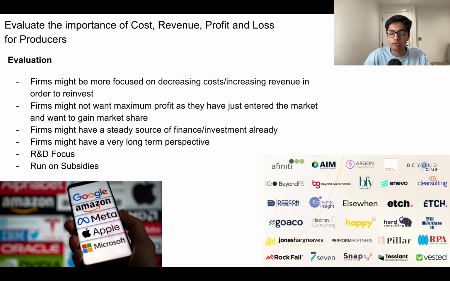Some evaluation points which you could use. Firms might be more focused on decreasing costs or increasing revenue, depending on the question once again. Firms might not want maximum profit, as they've just entered the market and want to gain market share. They might have a steady source of finance or investment, so might not care about low interest loans. They might have a very long-term perspective, especially if they're focused on R&D, or if they're backed by government subsidies.